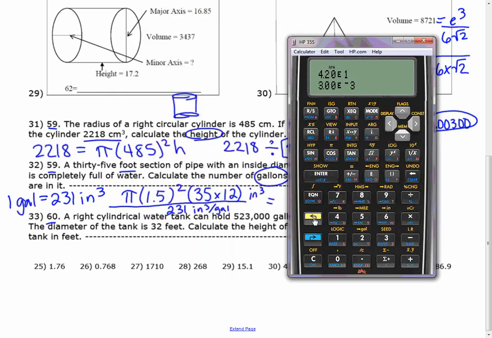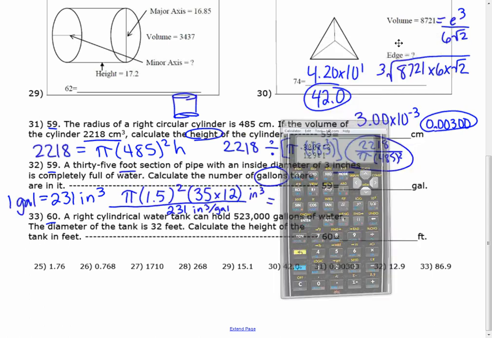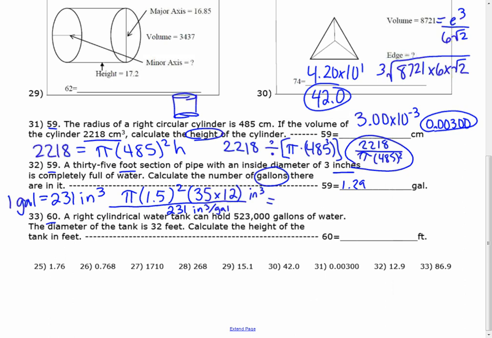So we're going to start with yellow pi. 1.5 blue x squared. And we want to multiply that. Then we'll do 35 times 12 times. And that is our volume in cubic inches. So then we do 231 divide, and that's how many gallons it would hold. So we get 1.29 times 10 to the first, or 12.9.